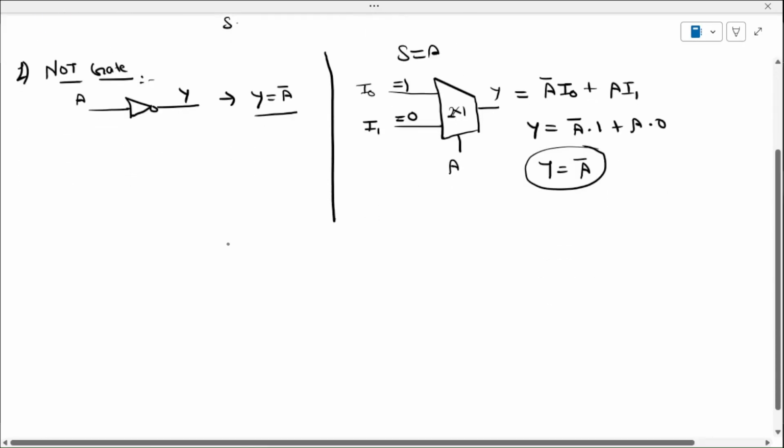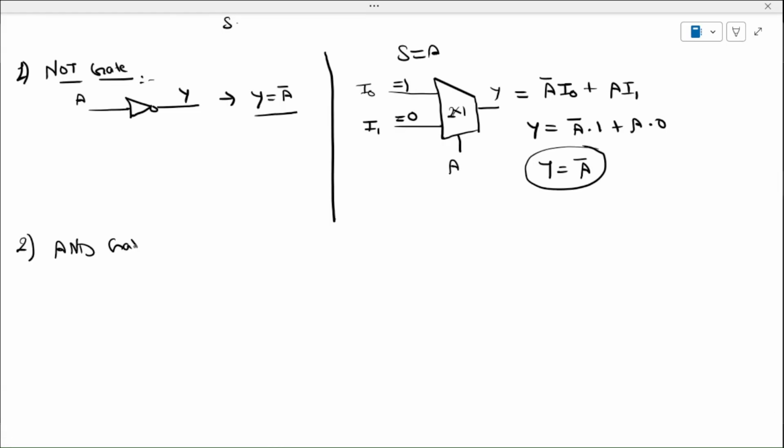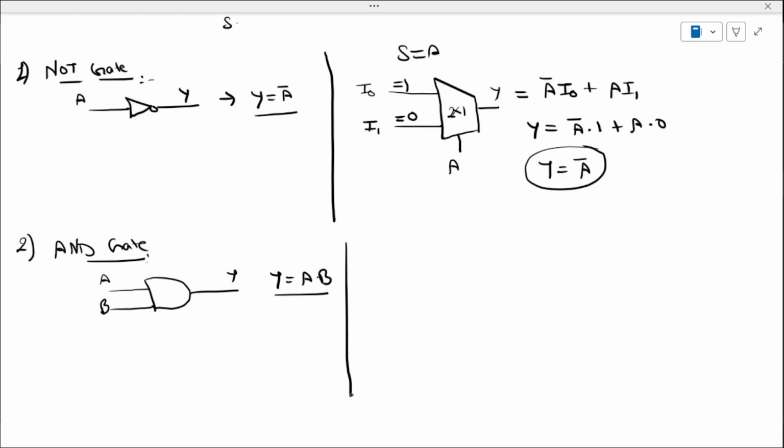Okay. So now let's discuss the AND gate. What is an AND gate? Y equals A dot B. Whenever one of the values is 0, the output will be 0. If both are true, the output will be 1. So this equation we have to implement by using a 2 to 1 multiplexer.